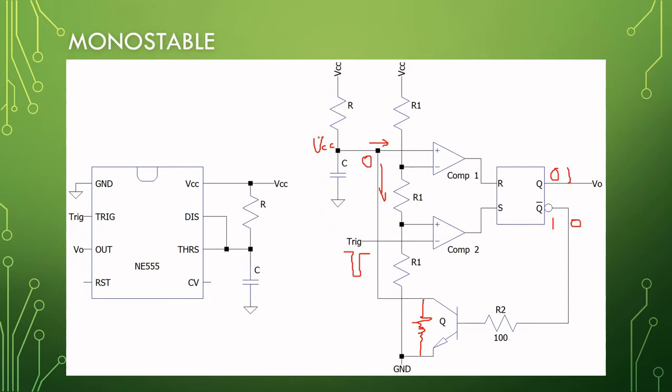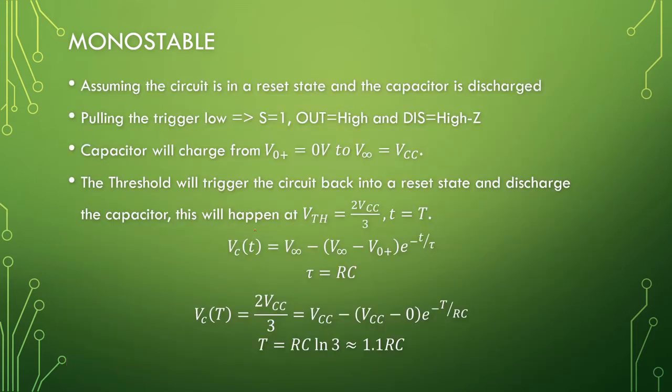Right. On its way to VCC, it will reach the threshold here, which is 2 times VCC over 3. So it's charging towards VCC, so that is V infinite. It's charging from 0, so that is V0 plus. And at 2 times VCC over 3 is our time t.